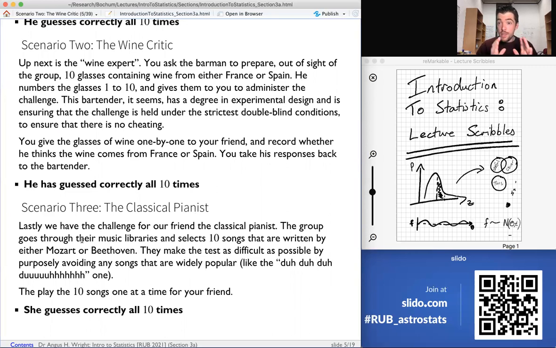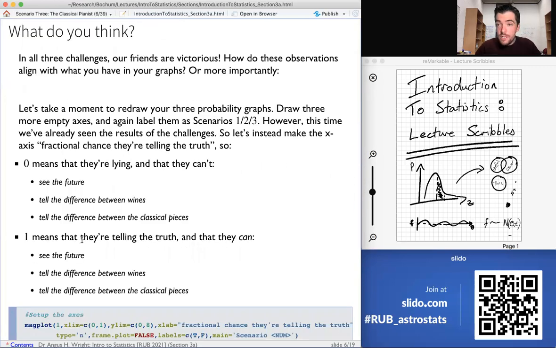So this is the data. This is the outcomes of our trials, of our experiments. The question is, what do you think now? How have the observations of this data changed your opinion about whether or not they were telling the truth or they were lying?